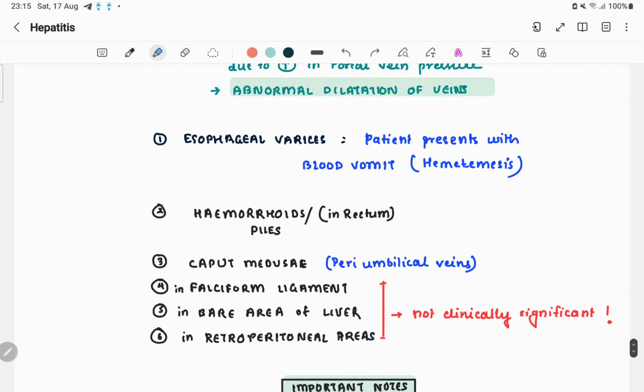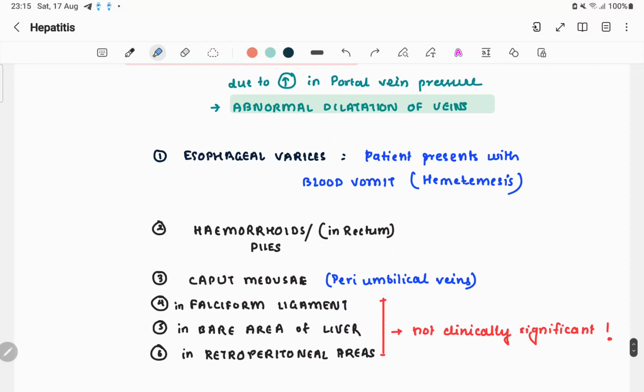So that completes our hepatitis, alcoholic liver disease, liver cirrhosis, and all of these things in liver pathology. And now we'll move to our fresh chapter. Okay, now let's move to any other chapter.